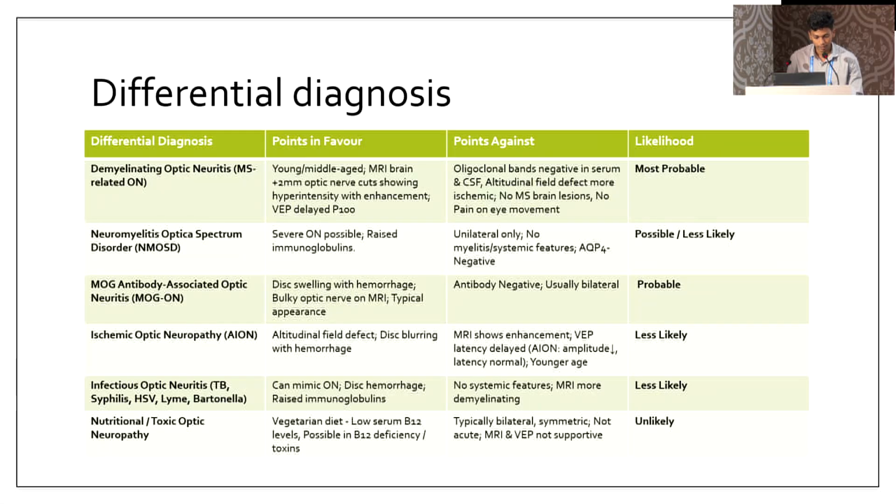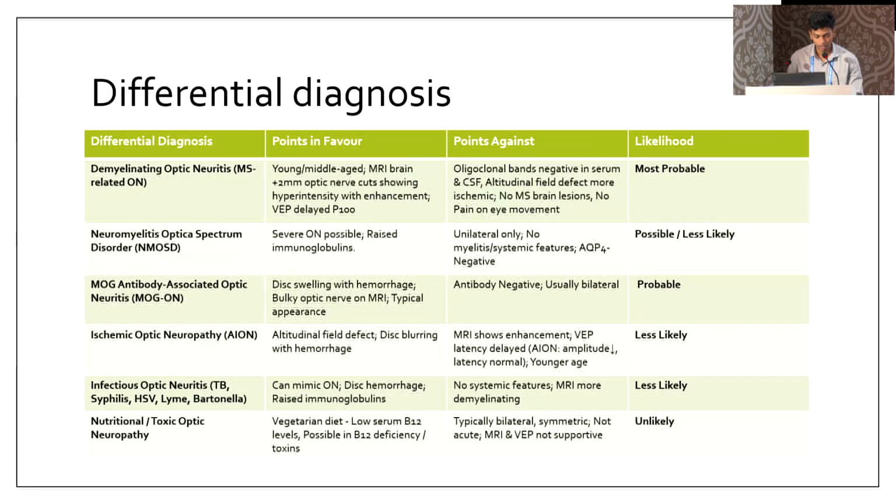Infectious optic neuritis like TB, syphilis, HSV, Lyme, Bartonella. The points in favor were that it can mimic optic neuritis and disc swelling was also present, and raised immunoglobulin was also present. But against was that there were no systemic features, and MRI was showing demyelinating features. So less likely.